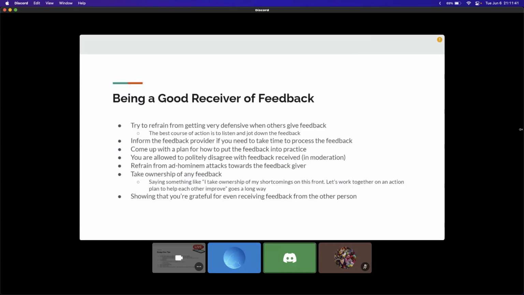you're trying to improve. And you also want to be thankful for even receiving feedback in the first place, because feedback is to be treated as a gift. And if you don't really show gratefulness for the feedback you're receiving, why would others be incentivized to give you the feedback that you need?